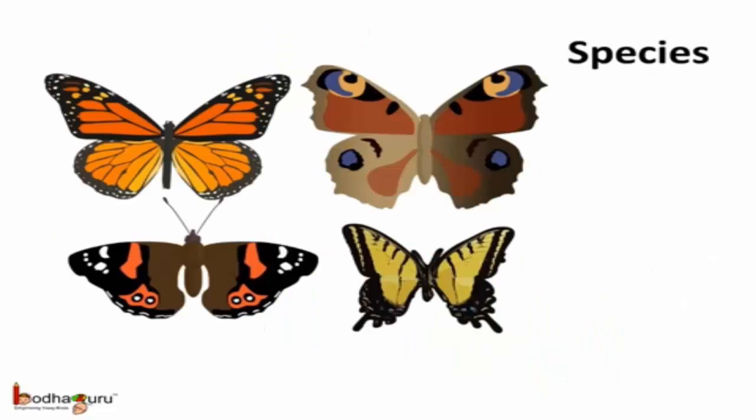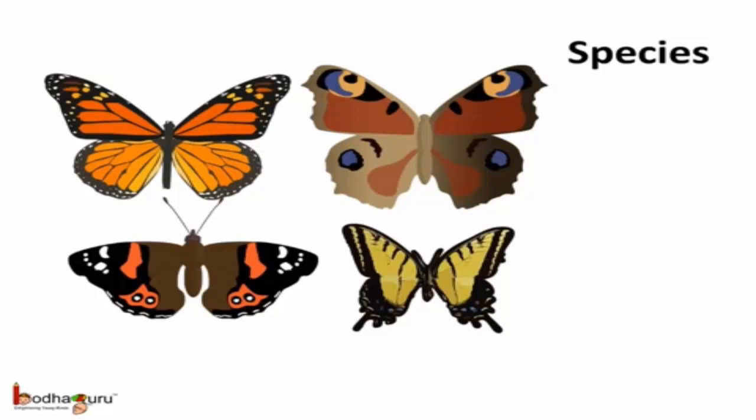All living organisms are not the same. A dog differs from a cat. A butterfly differs from all the other insects. There are many kinds of butterflies. They may look different, but their body structure, food habit, and many other things are similar. The group of such similar kinds of organisms is known as a species.